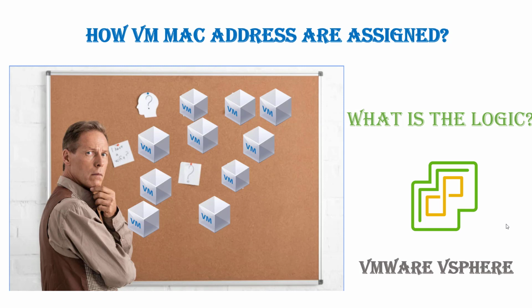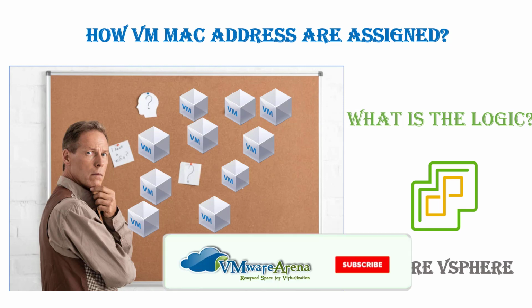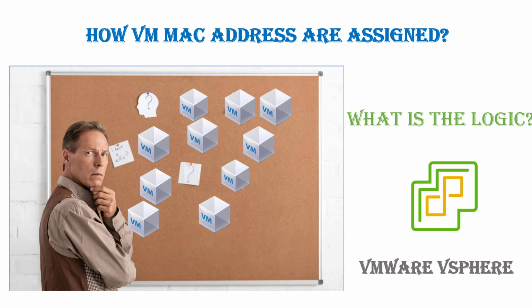So, we are aware about virtual machine creation. We know how to create a virtual machine, how to configure a network, and how to create a virtual machine port group. We know how to connect the virtual machine to a particular port group. All this logic, we are aware about it, right? Are you aware about how the virtual machine MAC addresses are assigned to the virtual network adapter of virtual machines, right? So what is the logic in it?